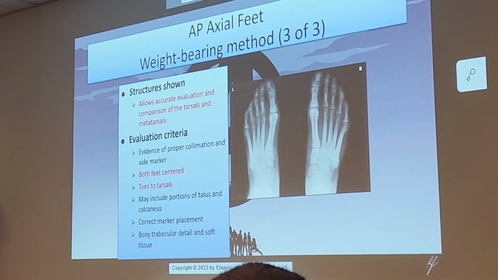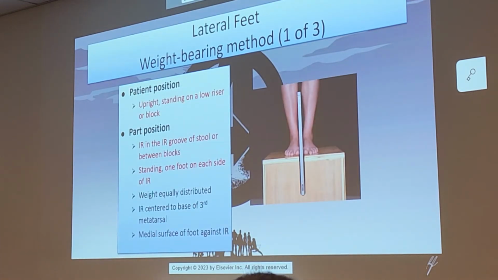Going on to the next. So we have the lateral weight bearing method. This one can be done upright or seated, depending on the patient's condition, whatever's easier for them, on the lower rise or on the block. You see how they have a block right here? I know outpatient and at LBJ, they have one of these blocks. Position the iron in the iron groove of the stool or between the blocks, standing one foot at each side of the iron. Weight equally distributed. The iron is centered on the base of the third metatarsal, and the medial surface of the foot is against the iron. So again, we're doing a lateral to medial projection, okay?